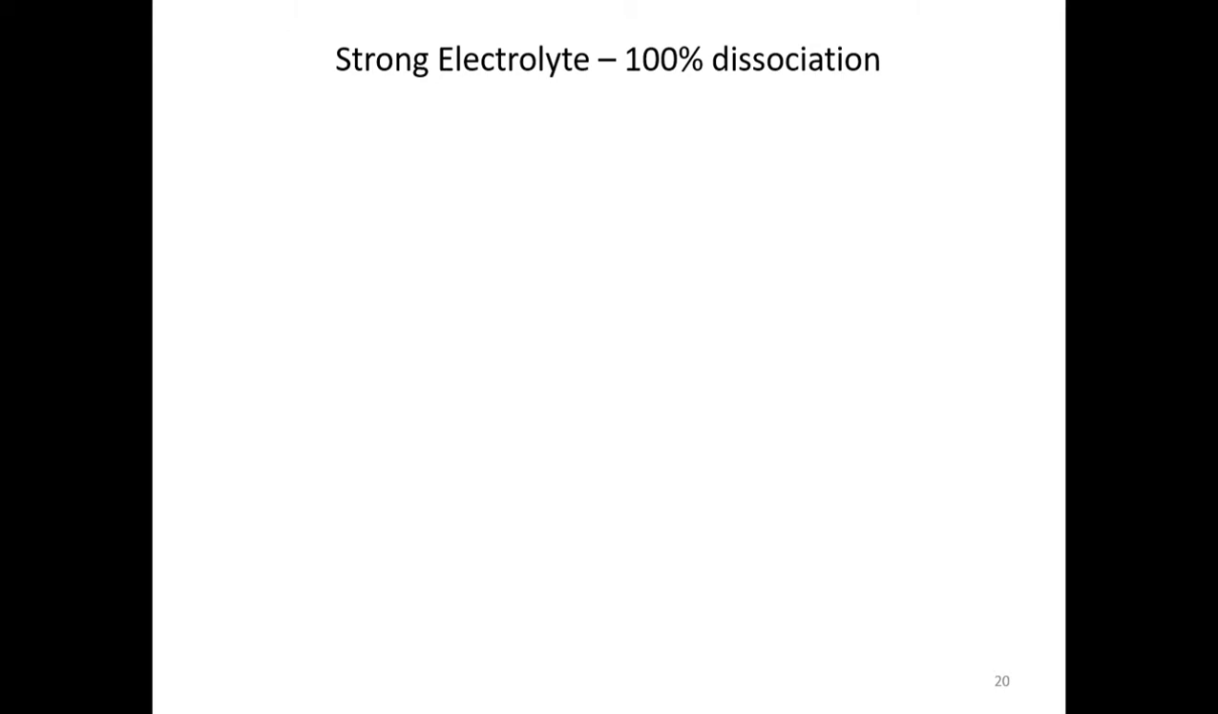So before we go back to looking at acid-base behavior, I also want to refresh your memory on the distinction between strong electrolytes, weak electrolytes, non-electrolytes. Well, first, an electrolyte is what? Some substance that conducts electricity in solution. A non-electrolyte does not conduct electricity in solution.